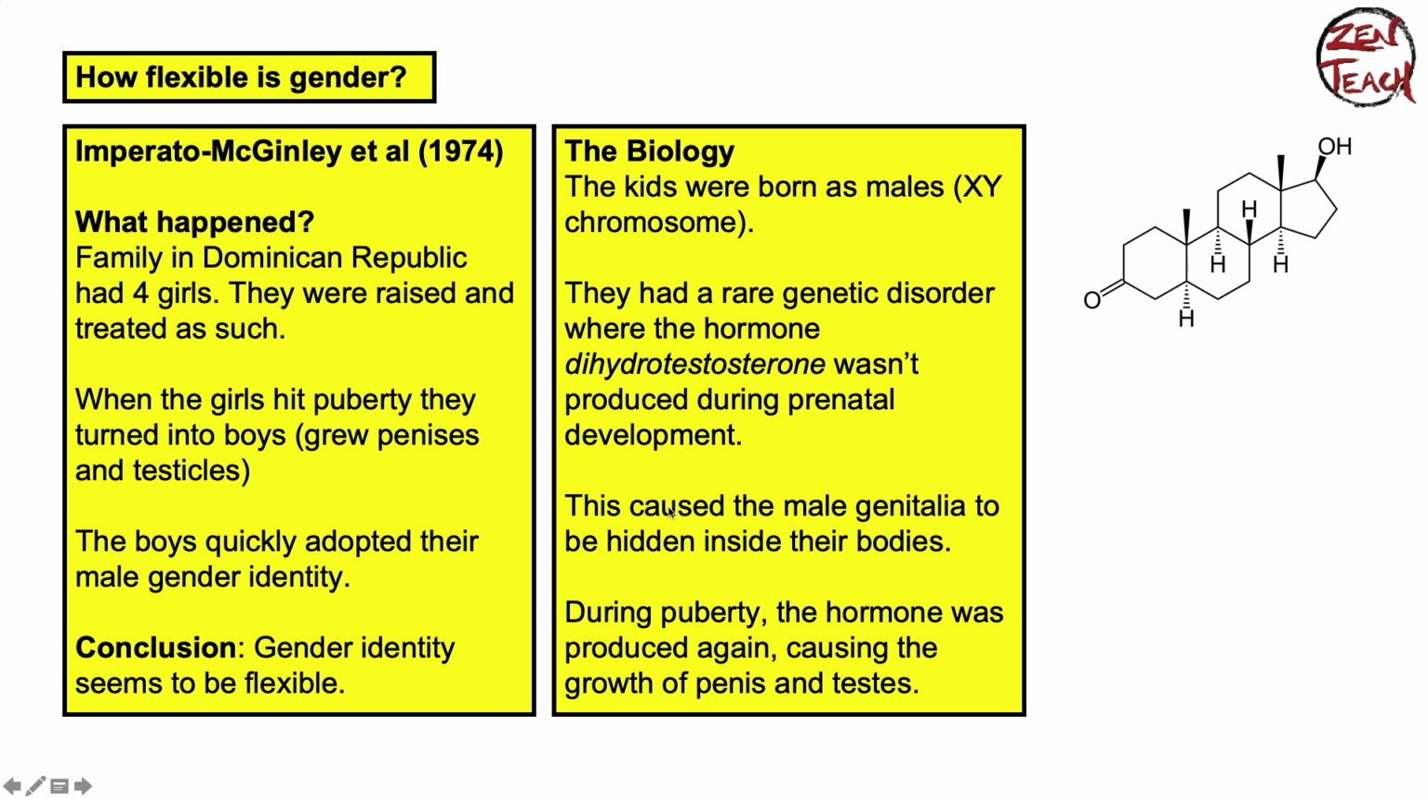So, as it says here, this caused the male genitalia to be hidden inside their bodies, and only during puberty was the hormone produced again, causing then the growth of the penis and the testes. Okay, so only later on did it become apparent that they were actually boys. Fascinating. So, by the way, this is dihydrotestosterone.